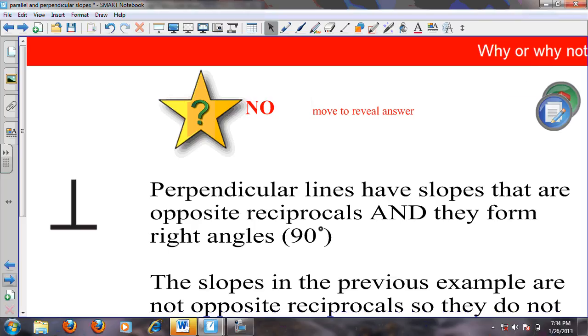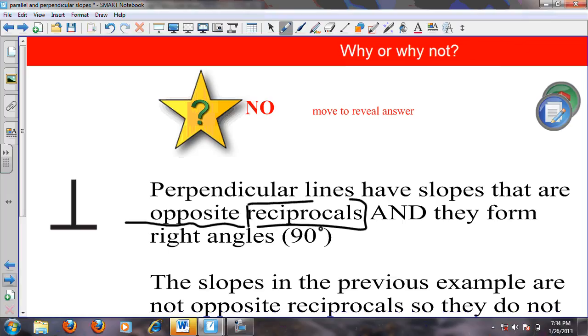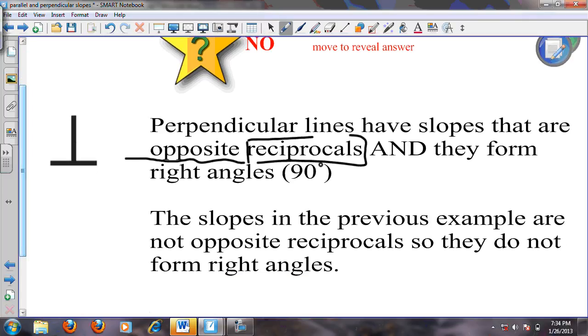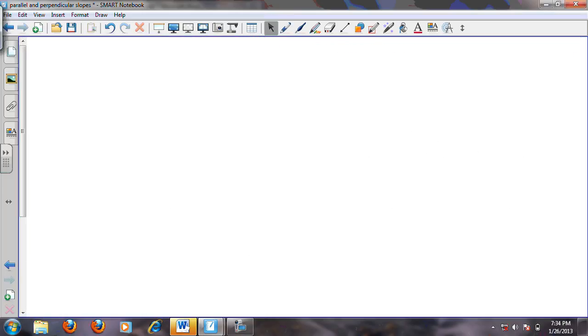No. Hopefully you said no, because perpendicular lines have slopes that are opposite reciprocals. The slopes in the previous example are not opposite reciprocals. They are only opposites. They are not reciprocals of each other. Those were some real life situations with the golf ball and the hockey puck. And that concludes video 2.